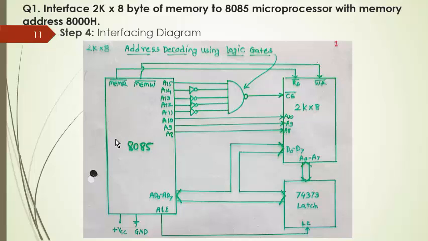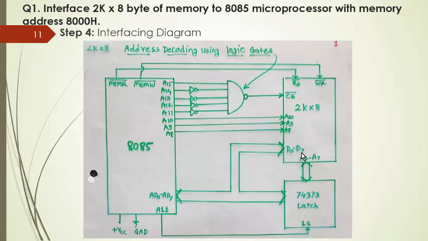Now the final step, that is the fourth step, the interfacing diagram. Here you have to draw the complete interfacing diagram by assuming the steps involved in the previous steps. So this is the complete interfacing diagram. This is your 8085 microprocessor.